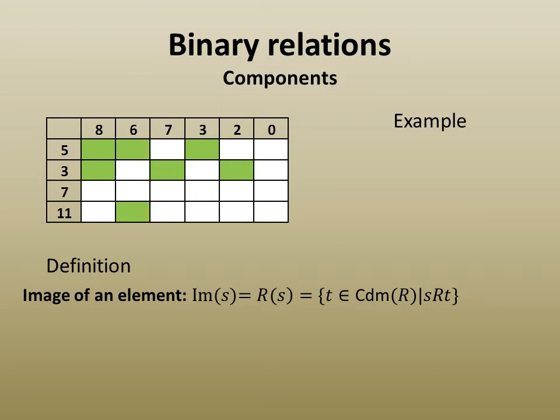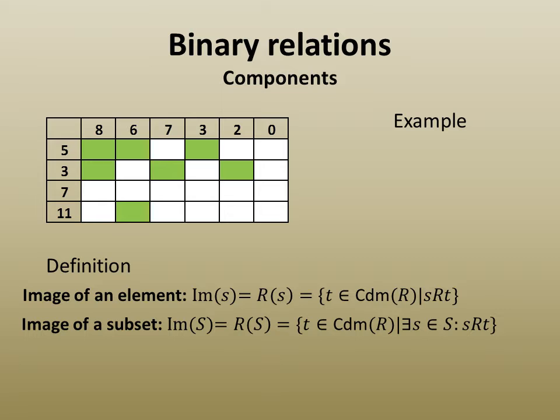We will use this example to define the three senses of the word image. The image of an element s in the domain is the set of all t in the codomain such that s is in relation R to t. So in this example, the image of 3 is a set comprised of 8, 7, and 2.